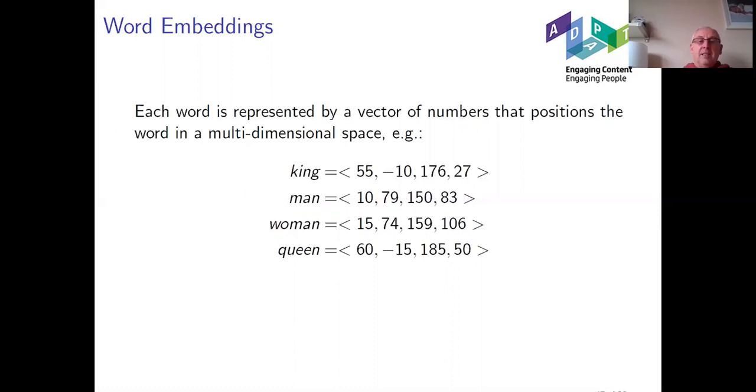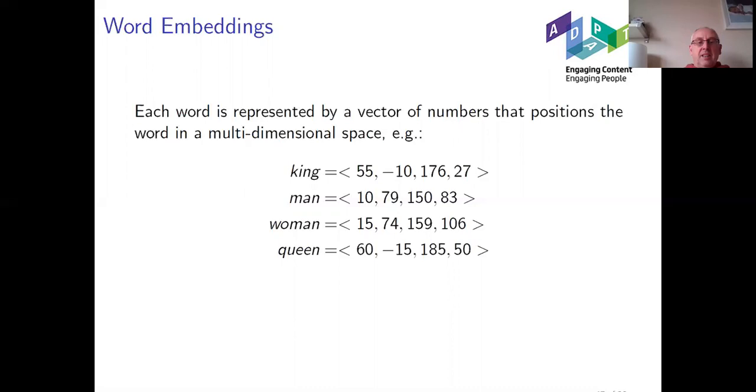So we can see here that the mapping from king to man is exactly the same as woman to queen. If you look at the first parameter for king and man, it's 45 different. Between woman and queen, it's 45 different. Between the next one, it's 89 difference, 26 difference for the third one, and 56 for the fourth one. So you can see that king is to man as queen is to woman.